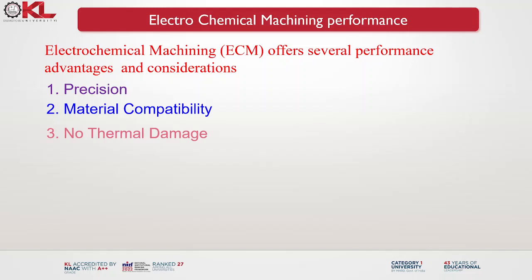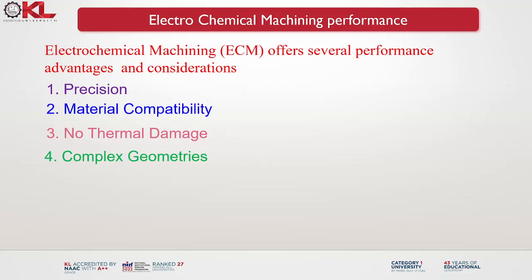No thermal damage. Since ECM is a non-thermal process, there is no heat flow, heat affected zone, or thermal damage to the workpiece. This is particularly beneficial for the materials that are sensitive to heat, prone to distortion, or have surface coatings that could be affected by high temperatures. ECM avoids the issues of thermal stresses, microstructural changes, and residual stresses associated with conventional machining methods.